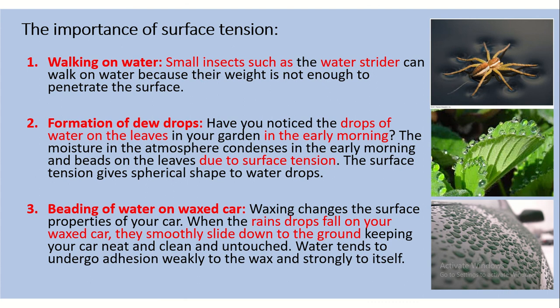And there are lots of importance of the surface tension of the water actually. The first one is for small insects such as the water strider to walk on the water, because their weight is not enough to penetrate the surface, and also the formation of dewdrops. As you can see, the drops of water on the leaf in the early morning, the dew, the formation of the dew.